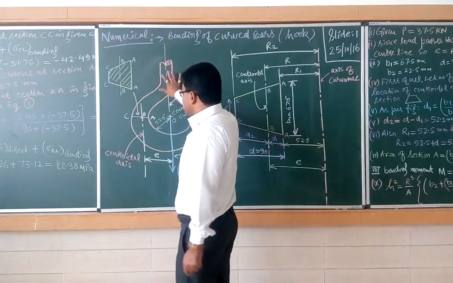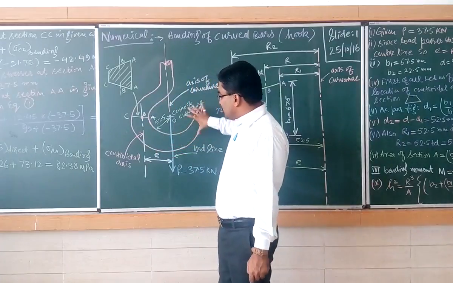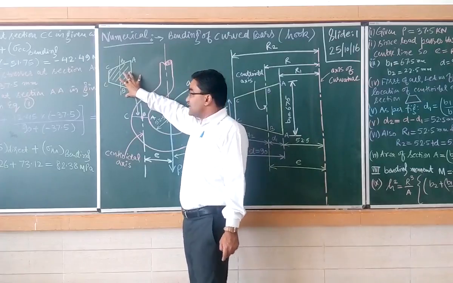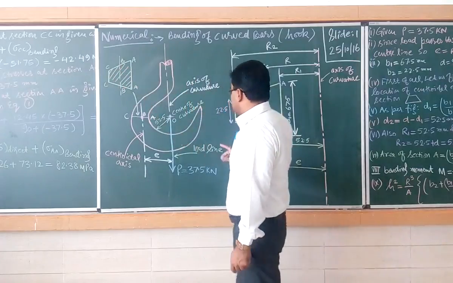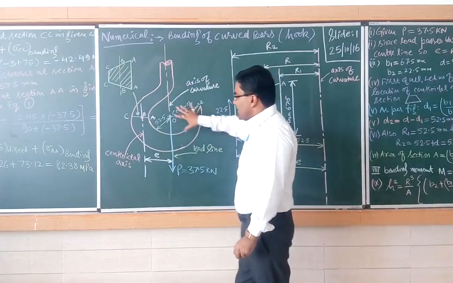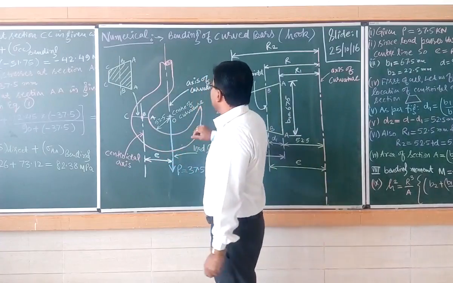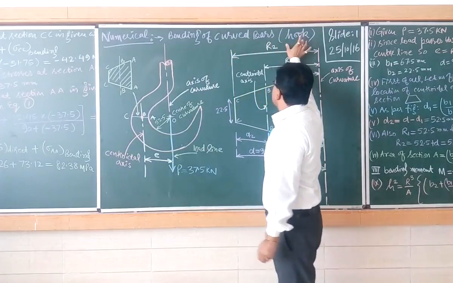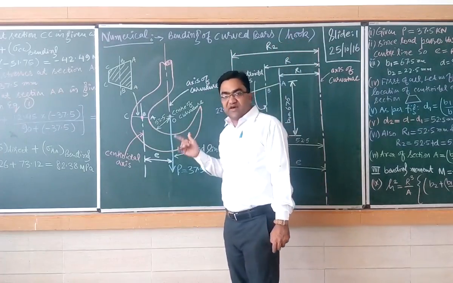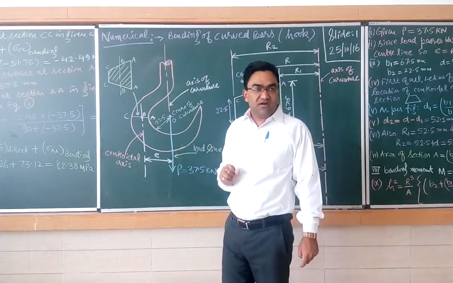So this is basically a curved bar whose cross section is trapezoidal, and this trapezoidal cross section has also been analyzed over here. We will be analyzing it in detail further. This curved bar is known as a hook, which is used mostly in cranes to lift the load.